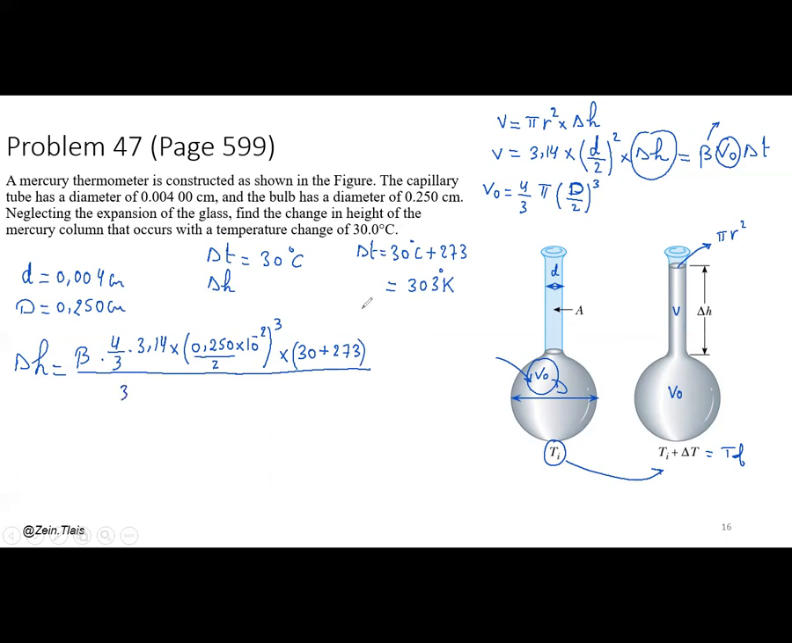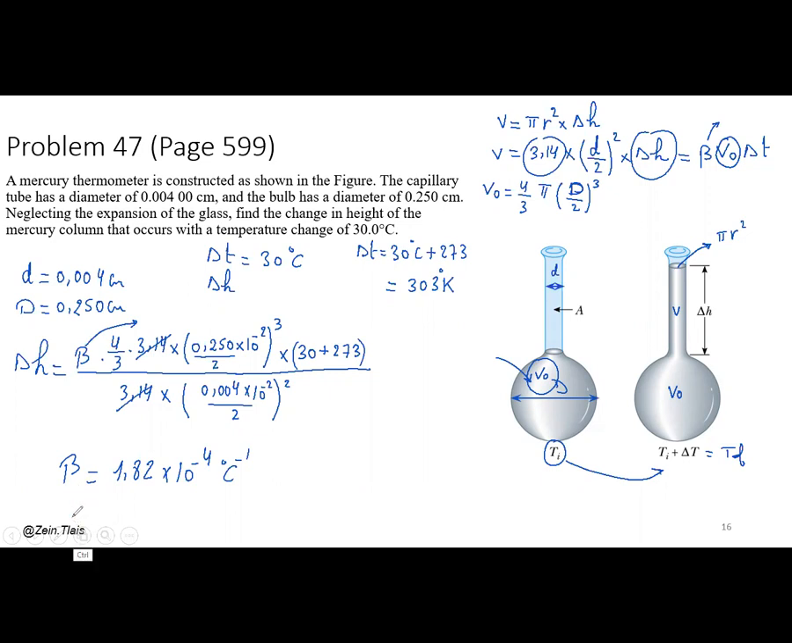Divided by 3.14, small d equals 0.004 times 10 to the minus 2 in meter, divided by 2, squared. Okay, here we can eliminate pi and pi. We do the calculation. I give you the value of beta. Okay, beta equals beta of the glass, okay? Beta of the glass. No, excuse me.